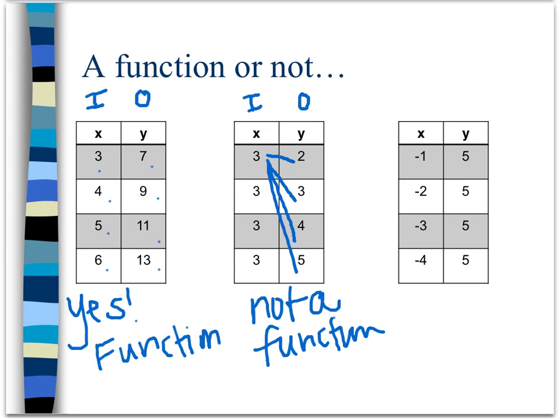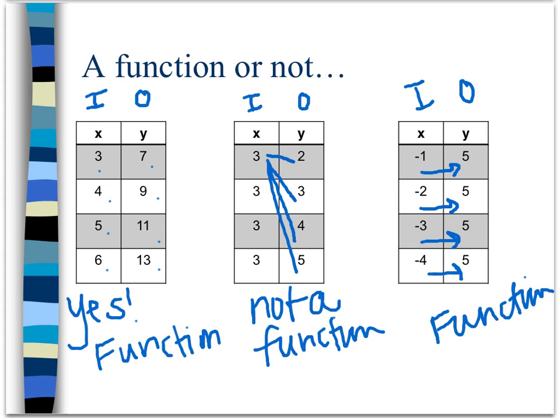And then looking at the third T-table, where we have x and y, we want to know if every input has exactly one output. And the input of -1 has one output. -2 has one output. -3 has one output. -4 has one output. This one is a function. And you might be asking, well, why is this one a function and not the second one? Here, yes, all of your inputs have the same output, but each input has only one output. And the second one, your input of 3, has many different outputs. That one's not a function.